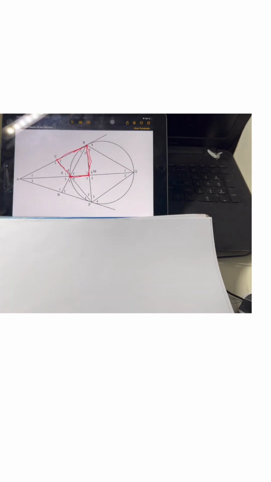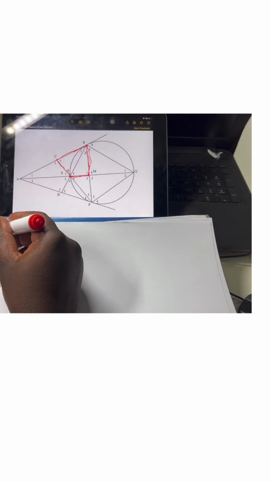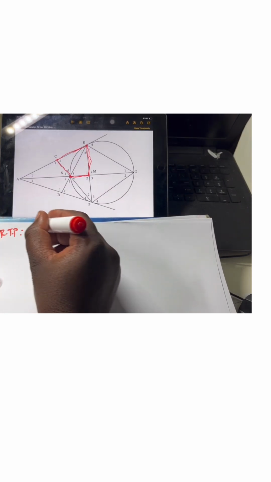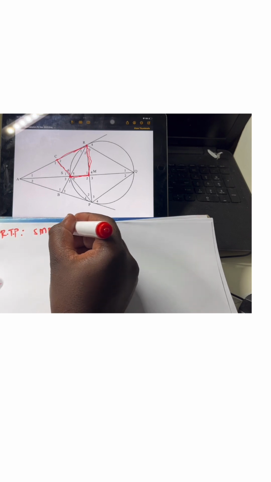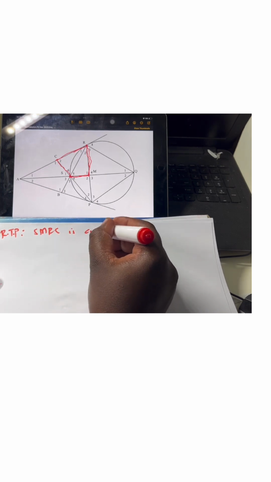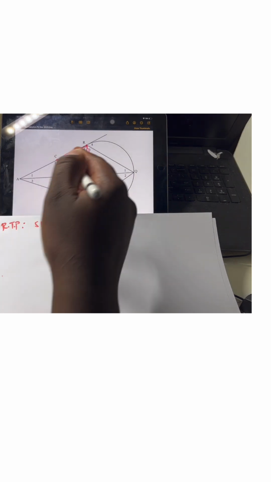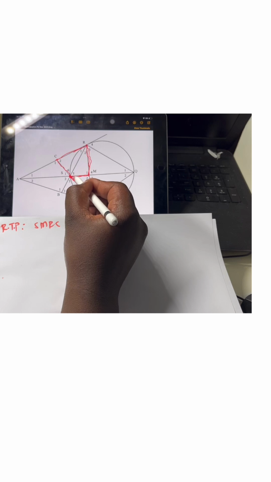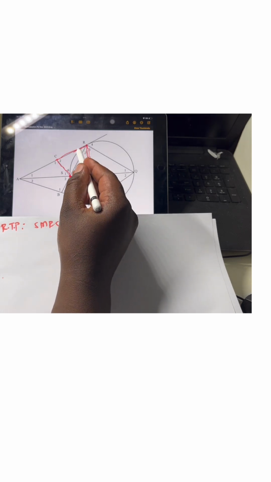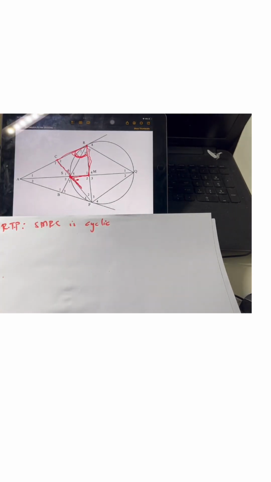R C. So guys, if you are given something like this and they require you to prove that this is a cyclic quad, let's say on this part, RTP, required to prove that SMRC is cyclic. I'm just going to write cyclic, guys. So we can do this by trying to prove that this angle over here is equal to that angle over there. Now let's start. Guys, can you see CRM?